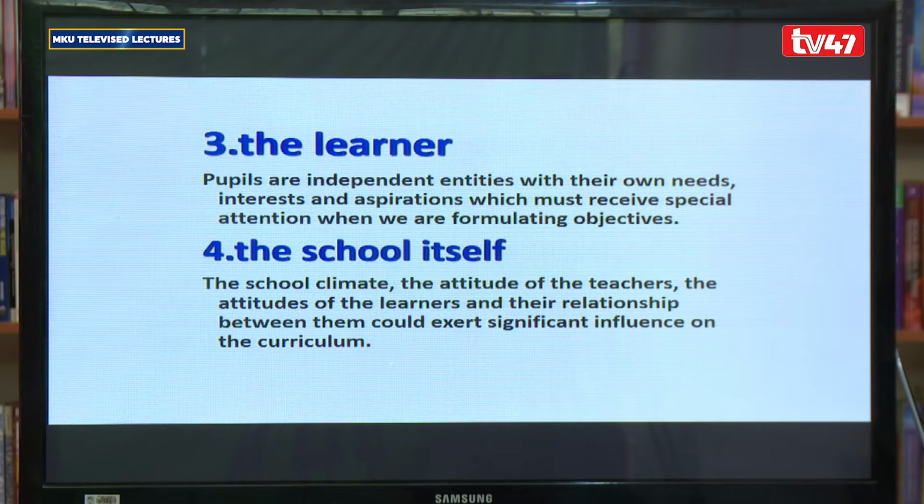We also have the school itself, and the school climate will determine the attitude of the teachers, the attitude of the learners, and the relationship between them. This could be very significant when it comes to the implementation of the curriculum.